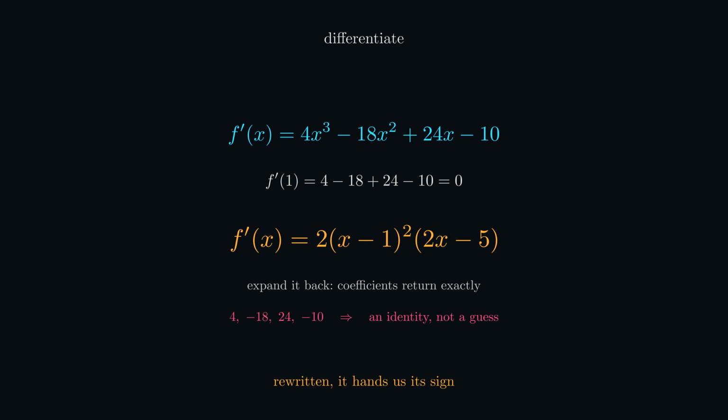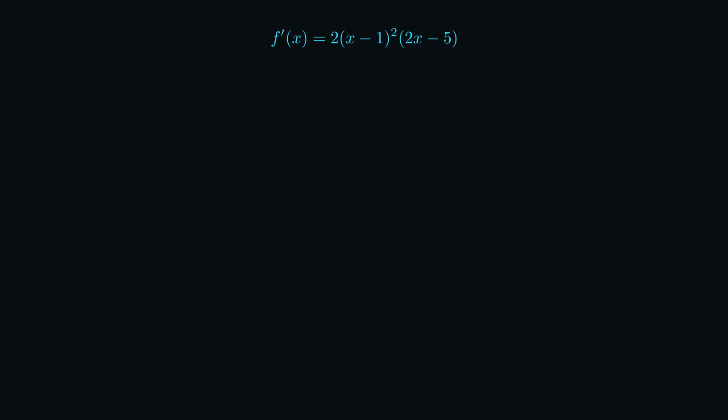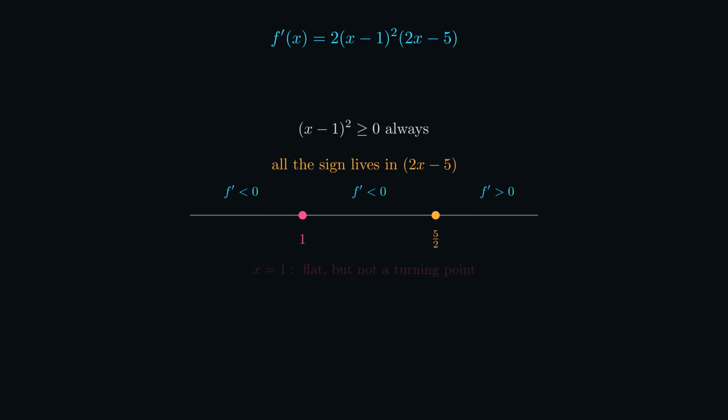Expand that back and the coefficients return exactly. 4 minus 18, 24 minus 10. It is the same polynomial, so this is not an approximation or a guess. It is the derivative rewritten. And rewritten, it hands us its sign for free. Read the sign. The factor x minus 1 is squared, so it is never negative and it never changes sign. All the sign information sits in 2x minus 5. Below 5 halves the derivative is negative, above it positive. So the function falls, then rises, with its only turning point at x equals 5 halves.